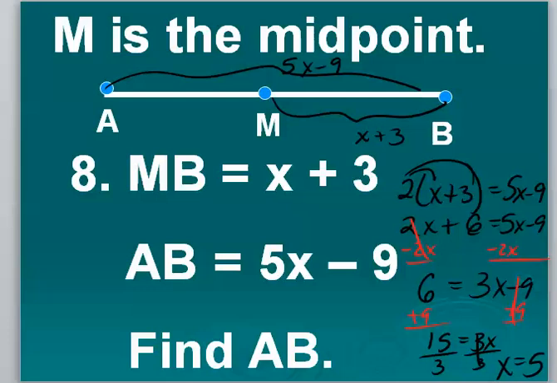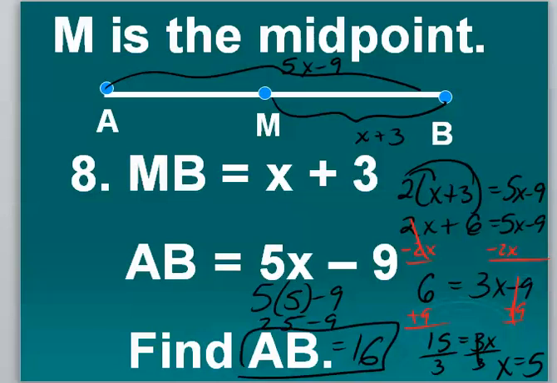Again, I need to plug back in. This one's the length of AB, so I'm going to go back to AB and plug in an x value of 5. 5 times 5 is 25, minus 9 gives us a length for AB of 16. If you'd like to double check your answer, MB should be half of that, so we plug in the 5. 5 plus 3 is 8, that's half of 16, so I know I got my answer correct.